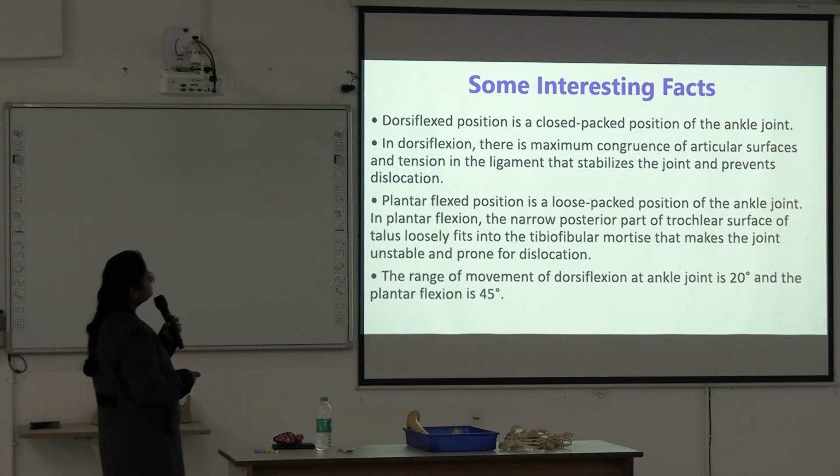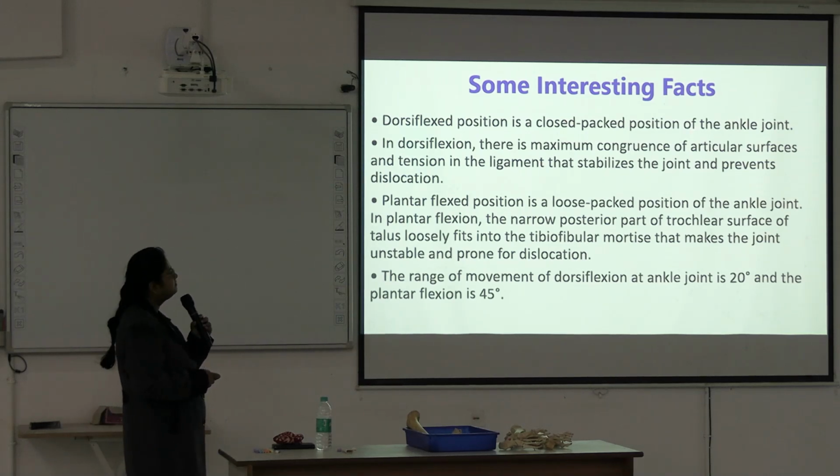The dorsiflexed position is the close packed position of the ankle joint. In dorsiflexion there is maximum congruence of articular surfaces and tension in the ligaments, and that stabilizes the joint and prevents dislocation. So this is the stable condition, the dorsiflexed position.